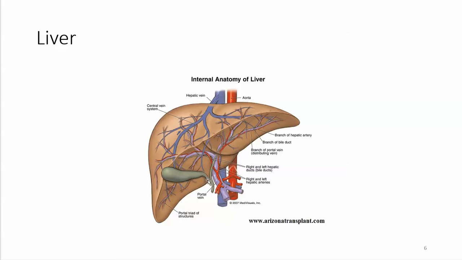Right here is the cystic duct, okay? And right here is the common bile duct. The bile drains into the duodenum from here. There are several functions of the liver. It produces bile, which is needed to digest fats. Bile salts break up fat into smaller pieces so it can be absorbed more easily in the small intestine.